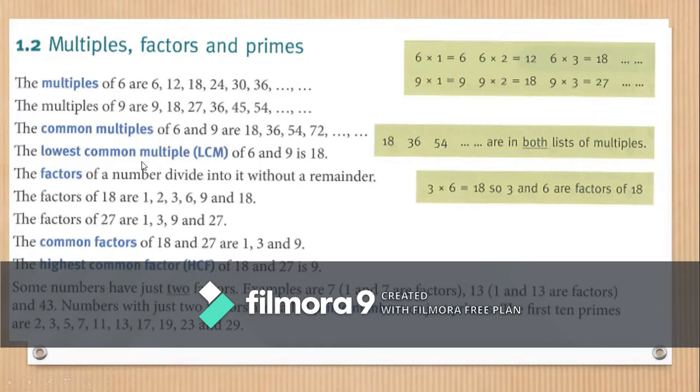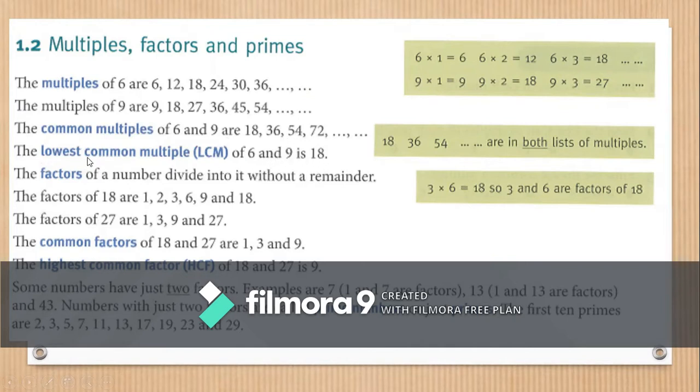Now, next one is the lowest common multiple. First you know what multiples are, then you know what common multiples are. The third thing is the lowest common multiple. Lowest common multiple means the first number that is common in both tables, that is 18. So the lowest common multiple of 6 and 9 is 18.